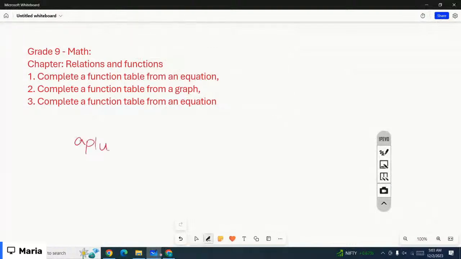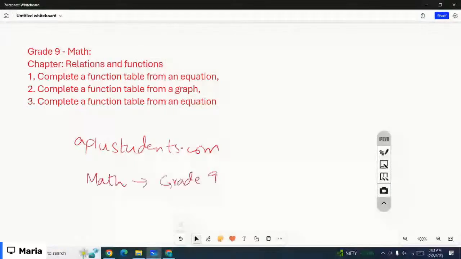You can find all the lessons on aplusstudents.com. You have to log in there using your email address and password as provided by the administrator. Then you have to select math from the subject tab. Scroll down to grade 9 and then click on view all lessons. So there you can find a list of the chapters.